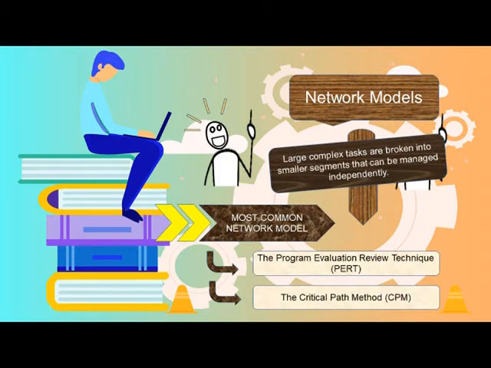For the Program Evaluation Review Technique, or PERT, it enables engineering managers to schedule, monitor, and control large and complex projects by employing 3-time estimates for each activity. And for the Critical Path Method, or CPM, it uses only a one-time factor per activity to enable engineering managers to schedule, monitor, and control large and complex projects.